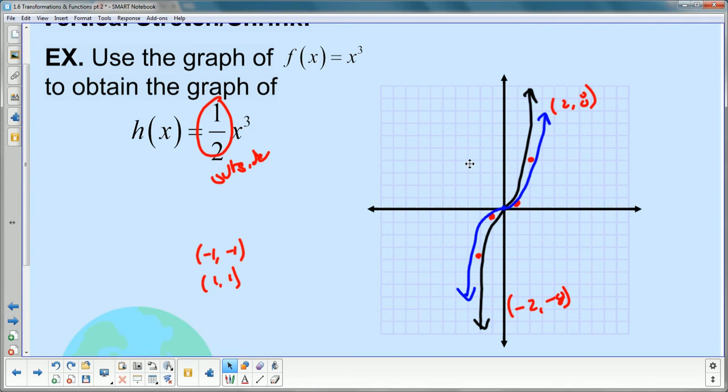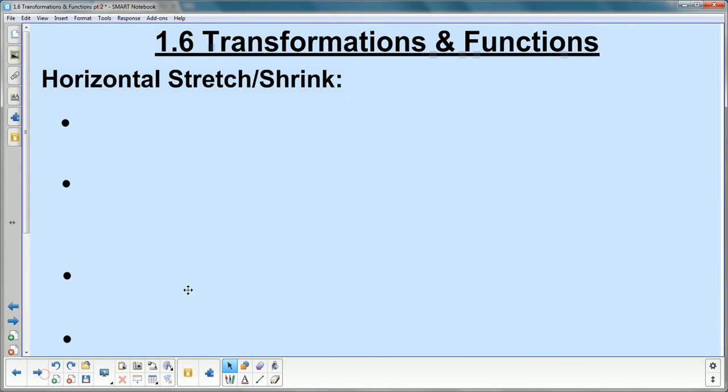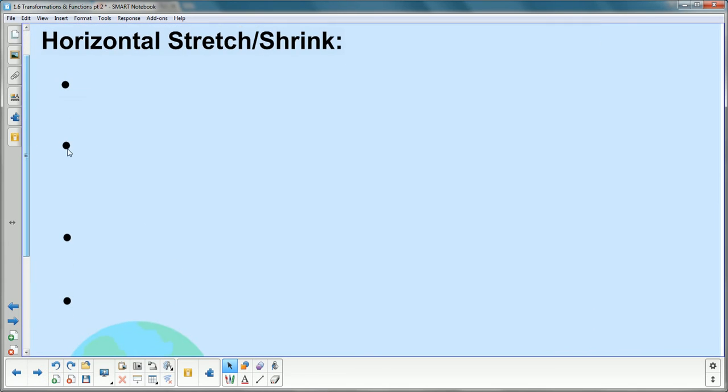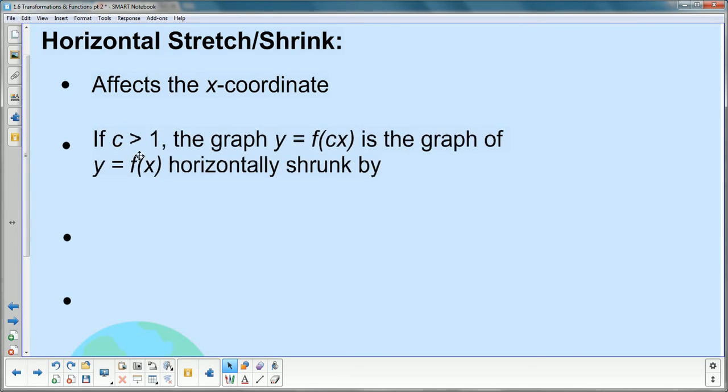It's kind of like pushing the top and bottom together so that it's got to be shorter in height. Okay, a horizontal stretch or shrink is very similar. It's going to affect the x-coordinate though, which again makes sense because it's horizontal. If c is greater than 1 though, here what we need to be careful of is that when c is greater than 1, it's shrunk by c units.